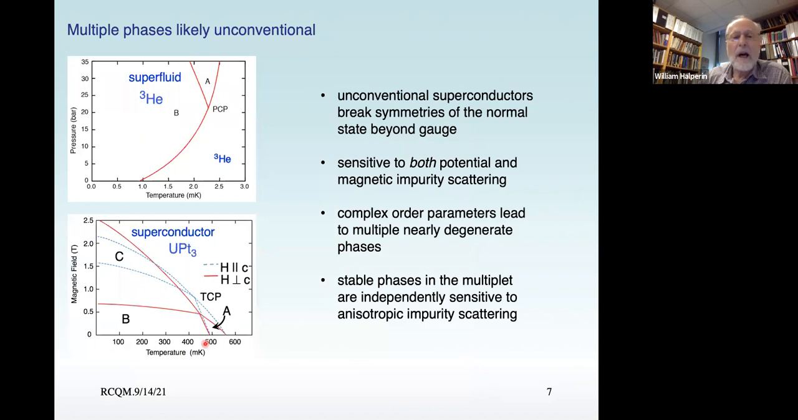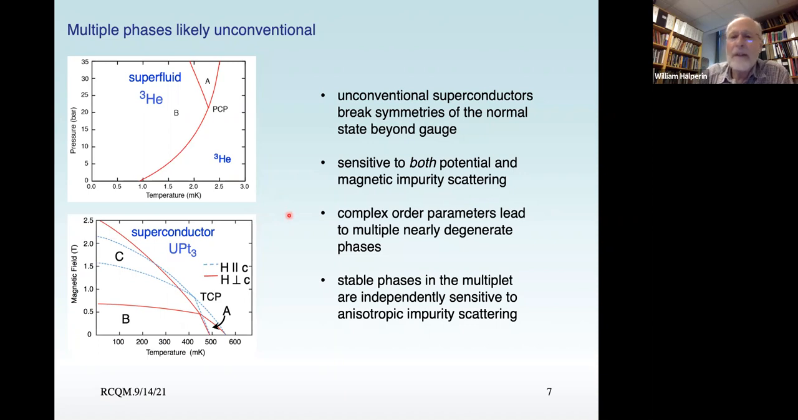Now back to this commonality of the multiple phases. And the point I want to make is that for unconventional superconductors, which these both are, I think there's no question about that, they break symmetries of the normal state beyond gauge symmetry. They're sensitive to both potential and magnetic scattering of impurities. And sometimes we learn a lot about the nature of the microscopic states of superconductors when we put impurities in, and that's going to be part of the thesis today.